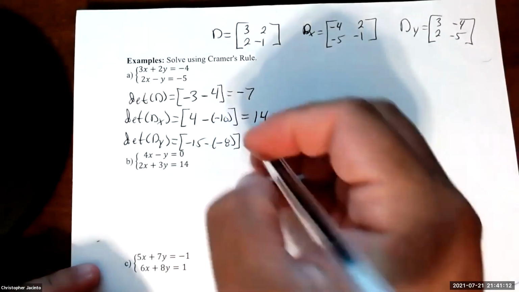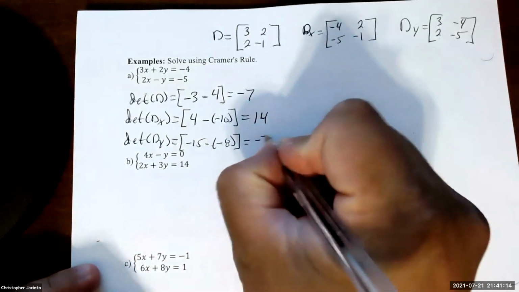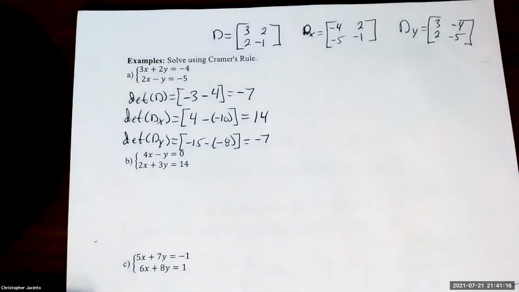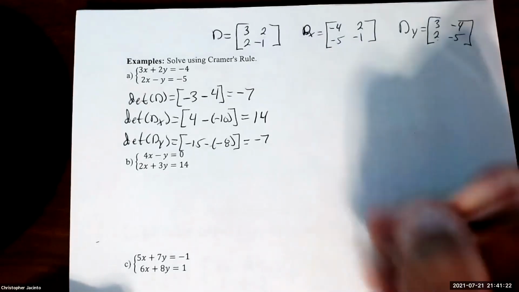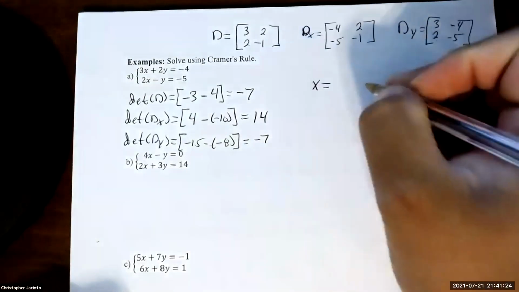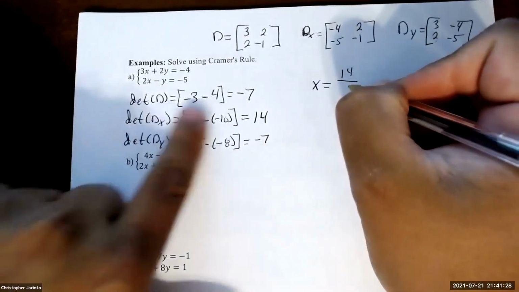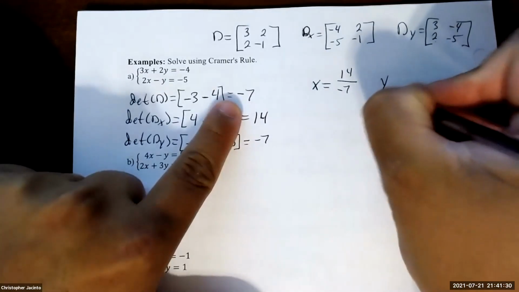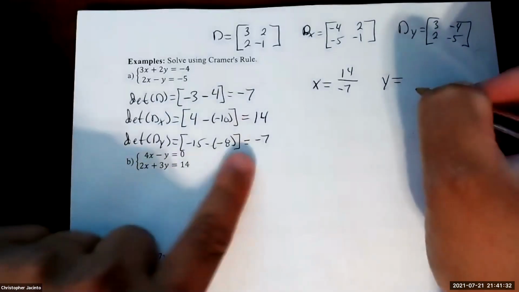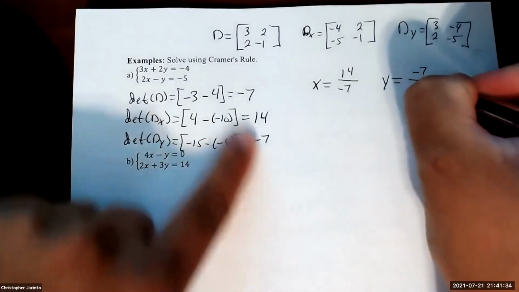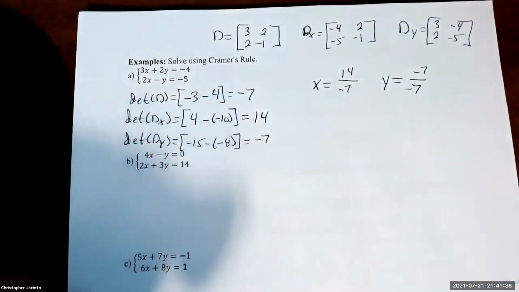So this ends up being adding. So I think that gives you negative 7. All right, so now that we have the determinants of each one, x is going to be dx, 14, divided by d, which is negative 7. And y is going to be dy, which is negative 7, divided by d.